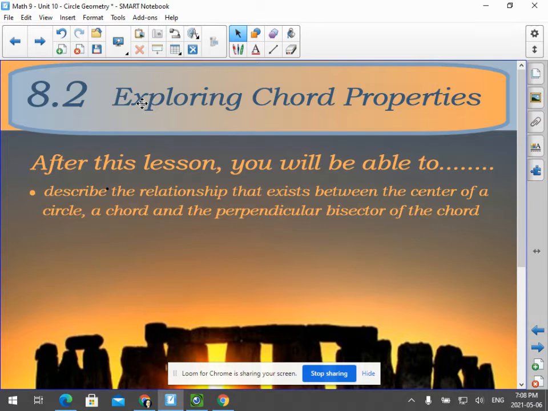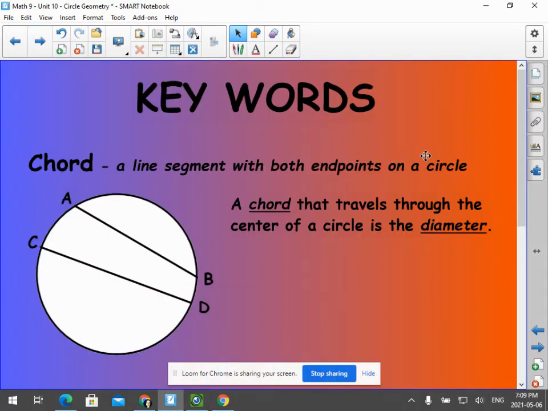So we are going to be doing this unit in a different order. The textbook has 8.1, which is tangents, and 8.2, which is chords, and 8.3, which is angles. But we're going to start with chords, because you're going to see that this one comes up in all three of the different sections. So it's important that we get it done. After this lesson, you will be able to describe the relationship that exists between the center of a circle, a chord, and the perpendicular bisector of the chord. So if you don't know what all those words mean yet, don't you worry, we're going to be going over them. So here are some key words.